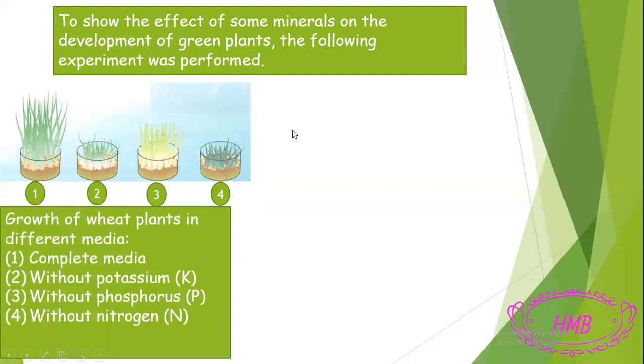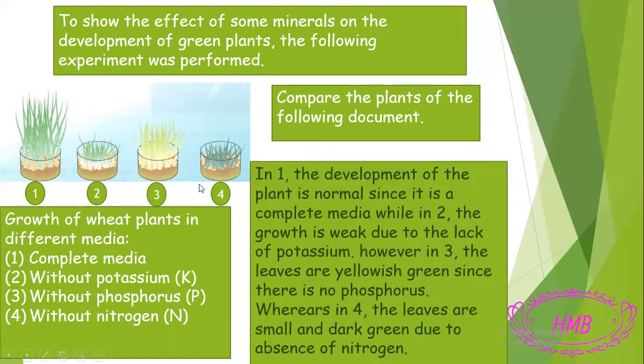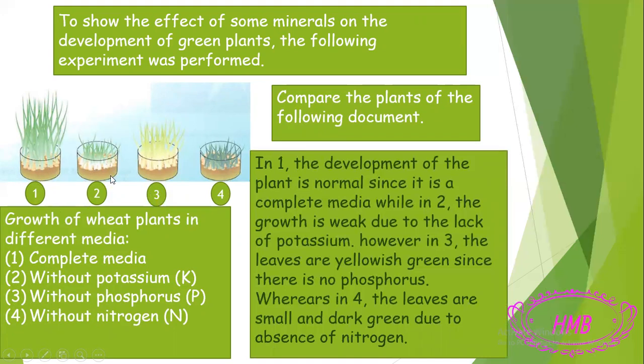Let's see the second question. Compare the plants of the following document. In this document, I have 4 plants because I have 4 containers. I want to compare them. Let's start to describe and list the results that I have and what happened to the plant. In one, the development of the plant is normal. As you can see, the plant grows normally, healthy, it's big, since it's a complete medium.